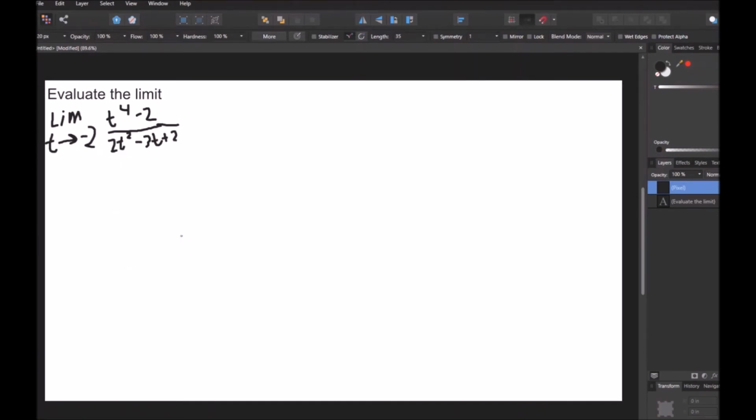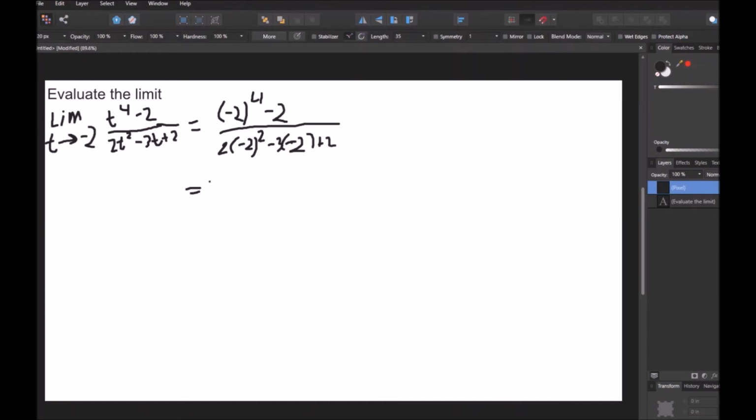Okay, so in this next question, we're given the exact same instructions, except we're asked to take the limit as t approaches negative 2 of t to the fourth minus 2 over 2t squared minus 3t plus 2. So again, this is a direct substitution problem. So I'm going to have negative 2 to the fourth minus 2 over 2 times negative 2 squared minus 3 times negative 2 plus 2.